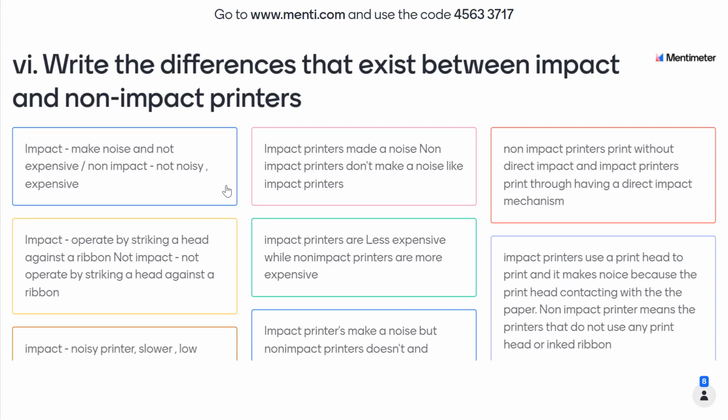We know one thing: impact printers make a lot of noise. It's a noisy printer, whereas other printers, laser printer, inkjet printer, are less noisy. So for example, if you think of purchasing a printer for a hospital, you should use a non-impact printer.